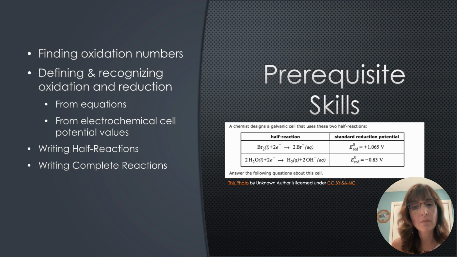I'm also going to assume that we've already covered writing half reactions and the fact that you go from the half reactions to the complete reactions. And one other prerequisite skill, which I will reiterate in this lesson, is the more positive value is the one that gets reduced. Because sometimes students are given two half reactions and they're both reductions. Well, which one was oxidized? Which one needs to be flipped around? So these are the skills that we have already covered.